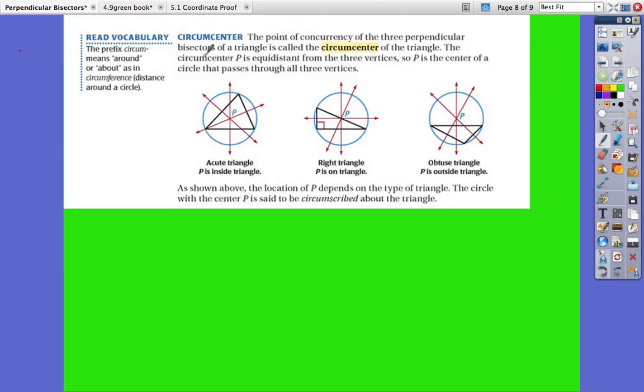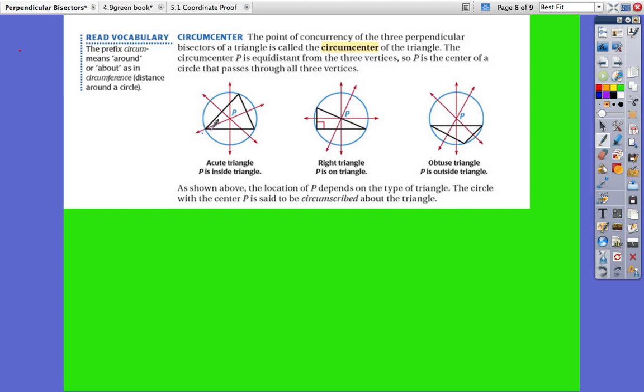Now, the point of concurrency has a special name. It's called the circumcenter. Circumcenter is the point of concurrency of the three perpendicular bisectors of a triangle. The circumcenter P is equidistant from the three vertices. So P is the center of a circle that passes through all three vertices. So here we have an acute triangle, and this triangle is inside of a circle. Notice each vertex of the triangle touches the circle.